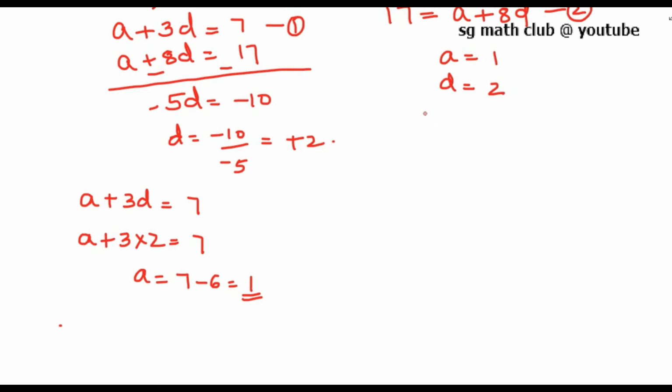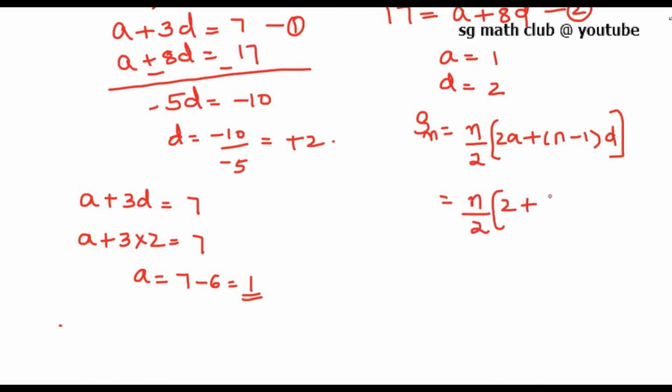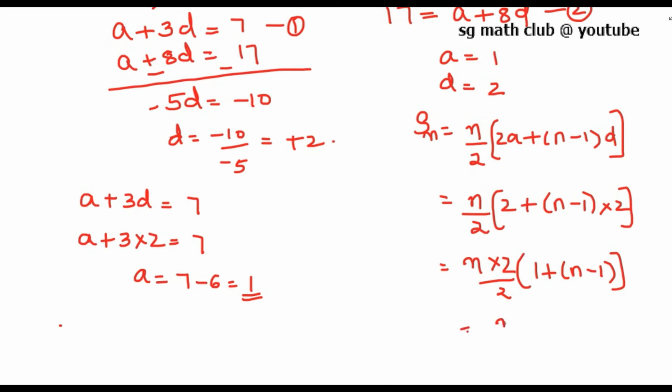Now we need to find out Sn. Sn is equal to n by 2 into 2a plus n minus 1 into d, which is equal to n by 2 into 2 plus n minus 1 into 2. So we can take 2 outside. We have 1 plus n minus 1. So 2 and 2 cancel. This 1 and 1 will get cancelled. n into n is n square. So the value of Sn is n square.